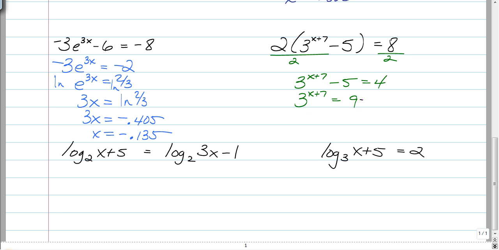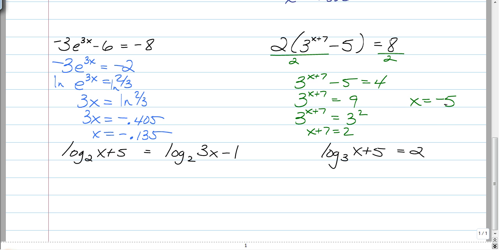And then you're thinking, all right, I just need to take log base 3 of both sides, and I'm going to ask you, why do you need to do that? You don't, because you should know that 9 is 3 squared. So 3 to the x plus 7 is equal to 3 squared. So now you have the same base. All you have to do is x plus 7 is equal to 2, so x is equal to a negative 5.